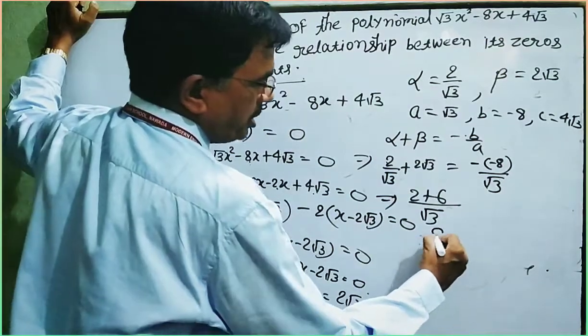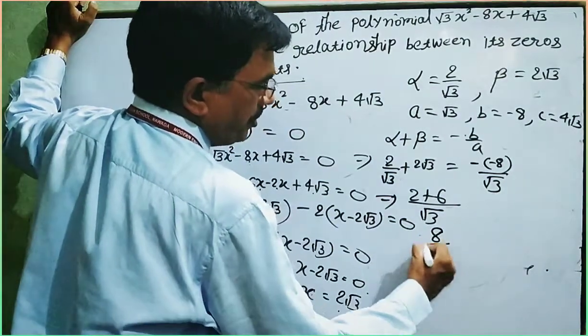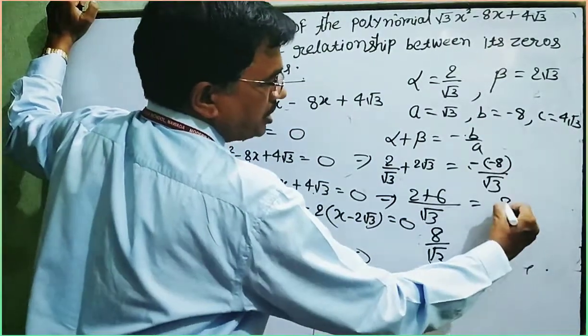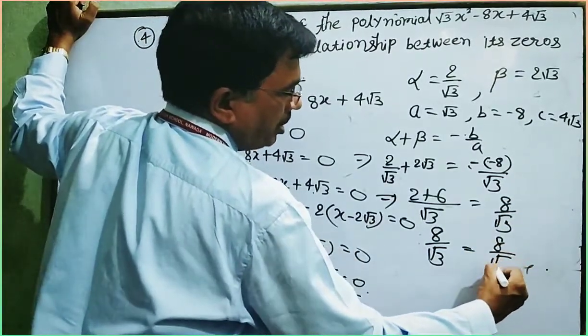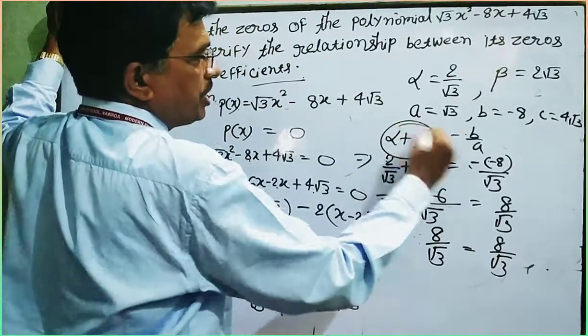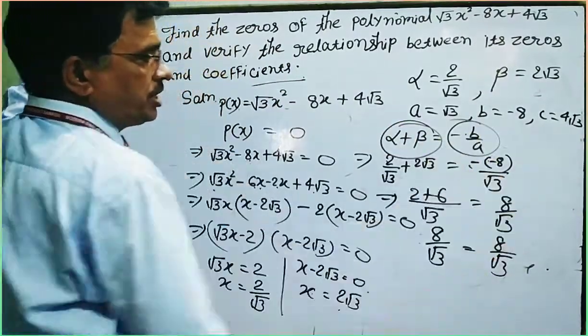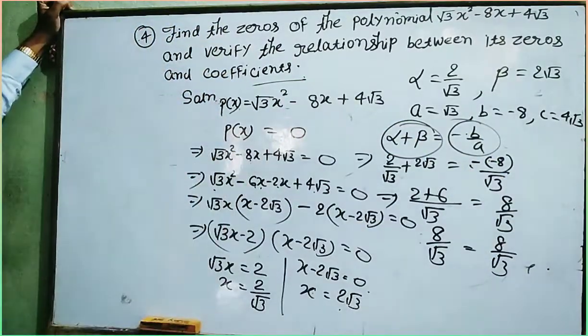Then it is 8 by root 3, and this side is also 8 by root 3. Then this relation is satisfied, that is, alpha plus beta is minus b by a. It satisfies the relationship between them.